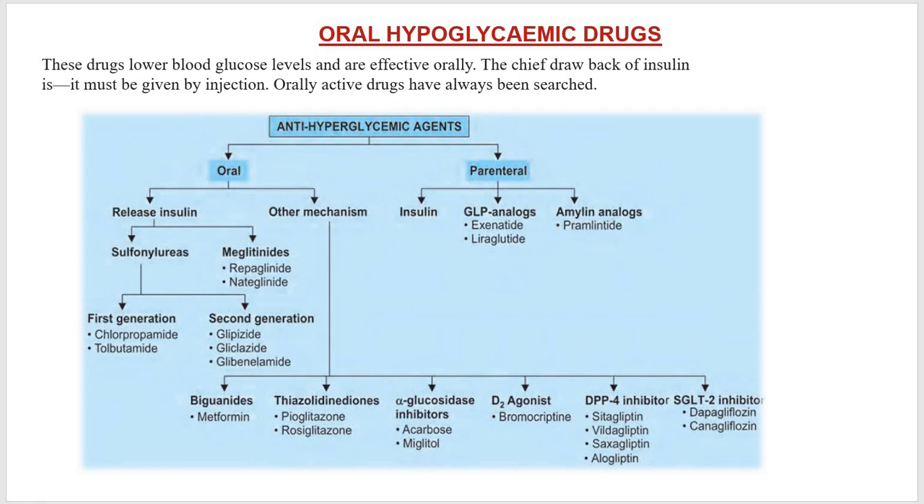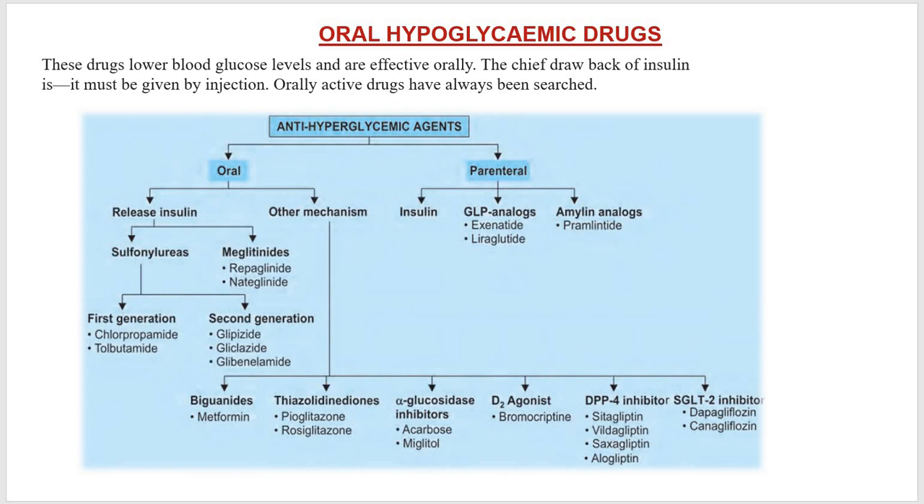Till now we saw insulin and insulin preparations. Now we'll move towards the oral drugs. The oral drugs are classified into two main classes. The first one is drugs that enhance or increase the release of insulin, and the second one is other mechanisms, meaning drugs which act through different mechanisms, but the result is that they increase the level of insulin in the body.